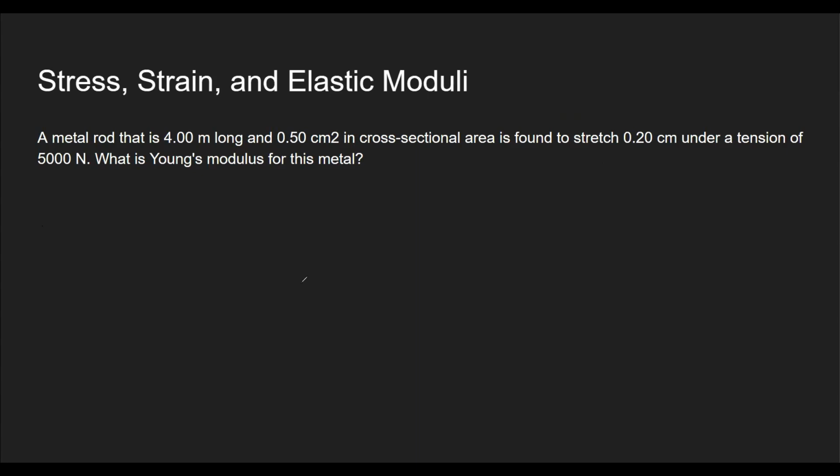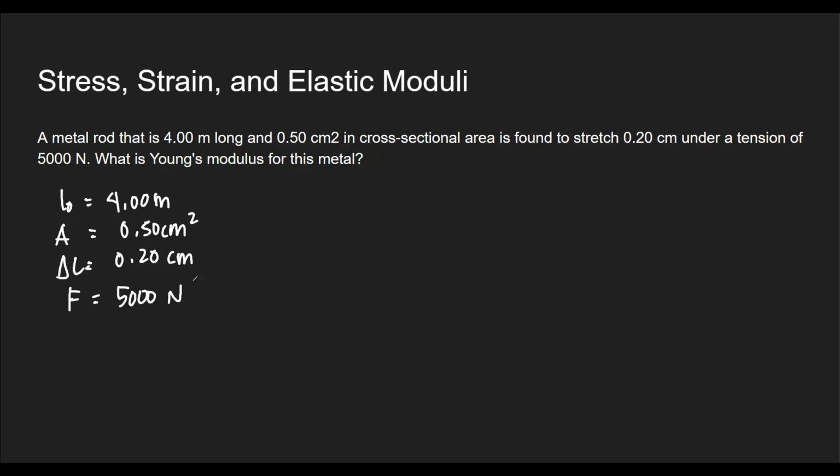According to this, the metal rod is 4 m long, so that will be our L naught, L naught is 4 m, and my cross-sectional area is 0.50 square centimeters. Stretch 0.2, so that would be our delta L, 0.2 cm. Under a tension, our force is equal to 5,000 newtons. We're looking for the Young's modulus, which is denoted again as this one.